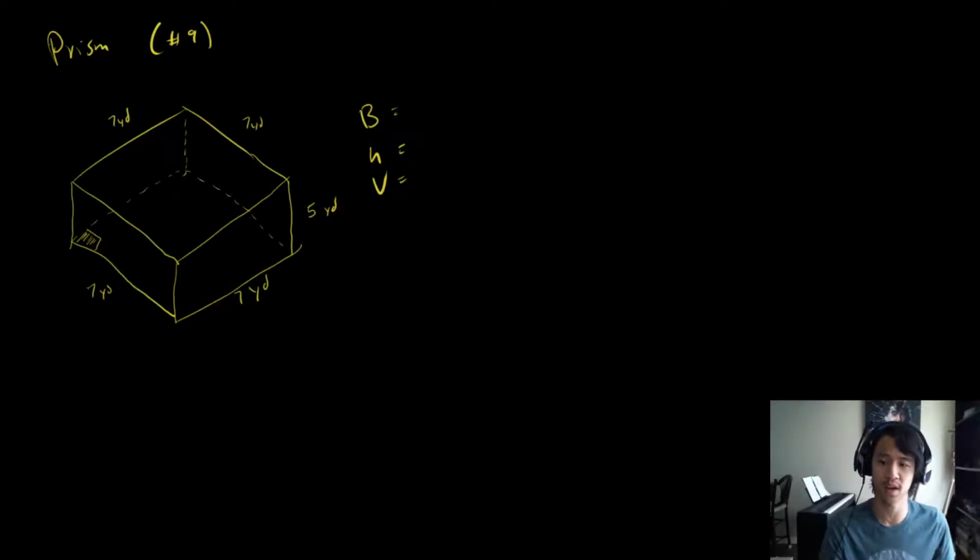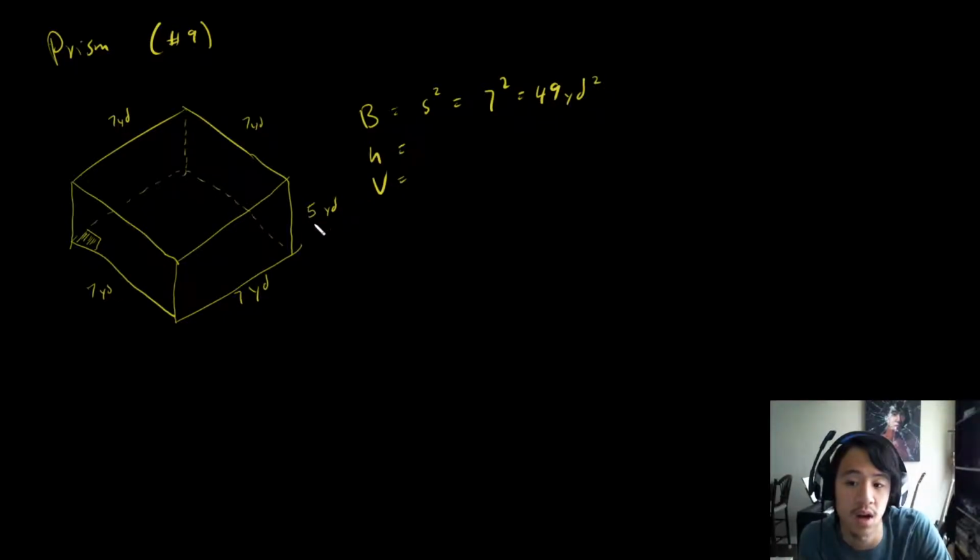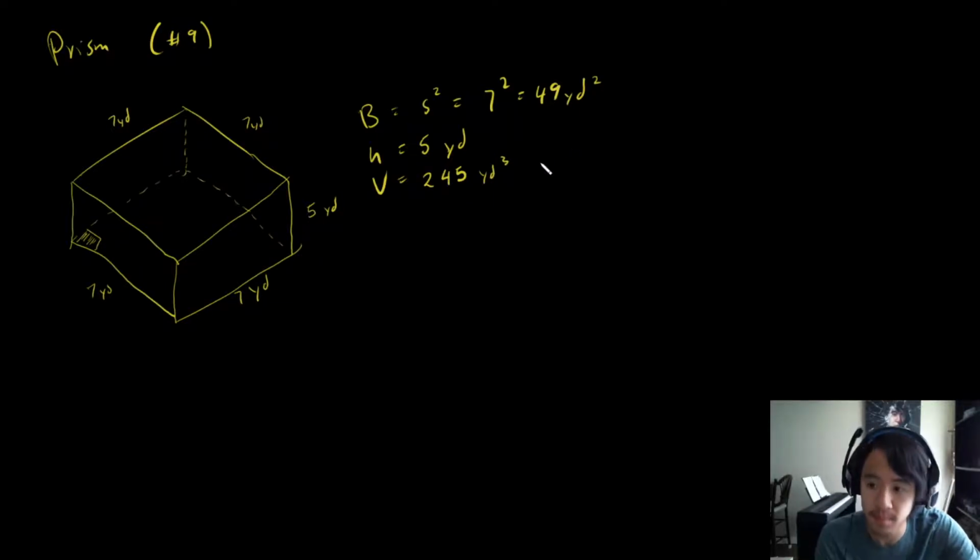Anyways, we have a square prism here with side length of 7 and height 5. So the base of the square is going to be side length squared. So this is going to be 7 squared, which is 49, and our units is yards, so this is going to be yards squared. Our height of the prism is 5 yards. And now we have to find our volume, so we're going to multiply these two values together. This is going to be 245 yards cubed. All right, so that's number 9. Let's go ahead and move on to number 11.